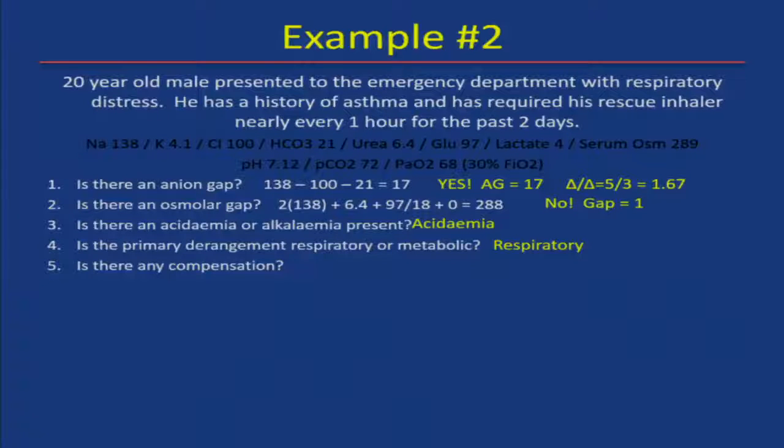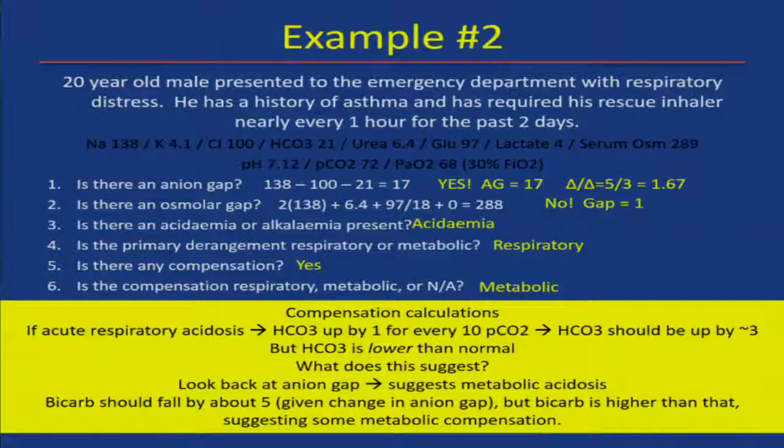So is there compensation? Going back to our previous calculations and our equation of expected compensation, if there is an acute respiratory acidosis, we expect the bicarb to go up by 1 millimole for every 10 millimeters mercury. This is the other way around to what we discussed earlier.